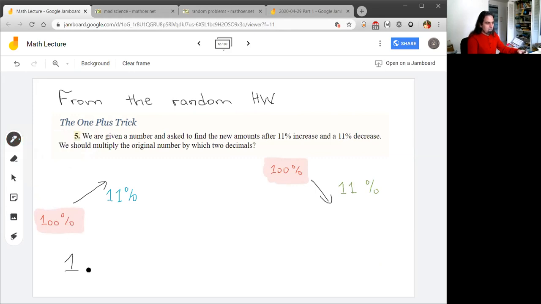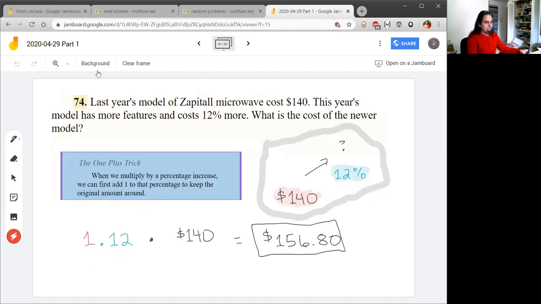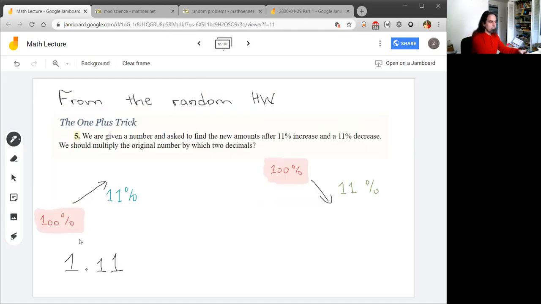So the answer here is 1.11. We're taking the 11% and putting a 1 in front. And if it helps, don't just write that, but write 2 steps.